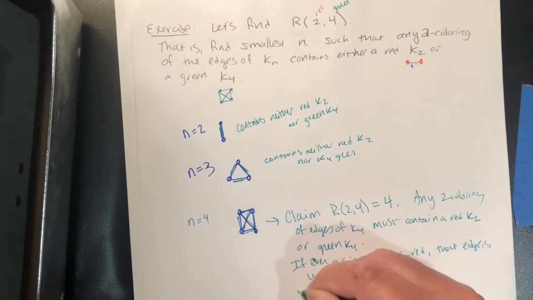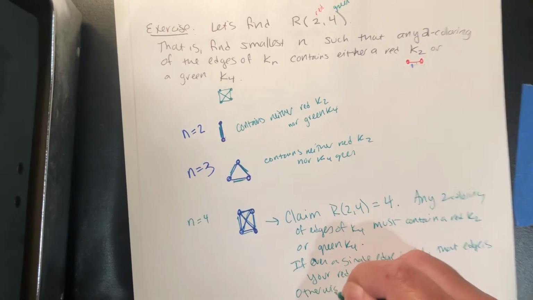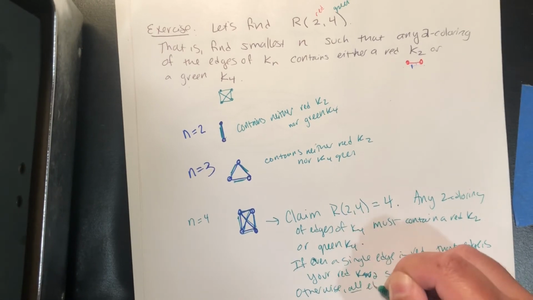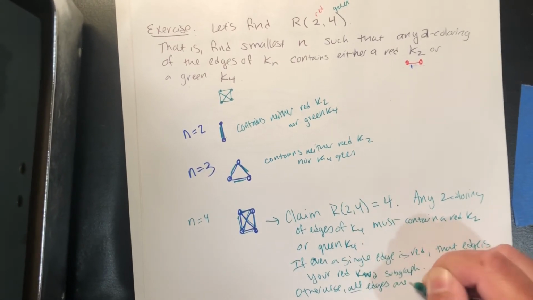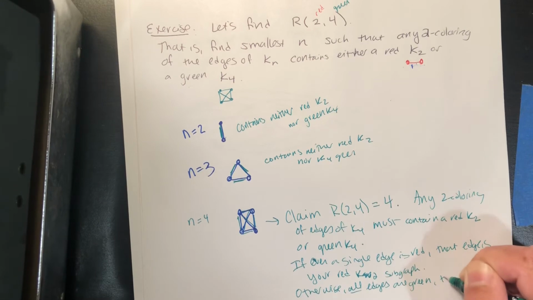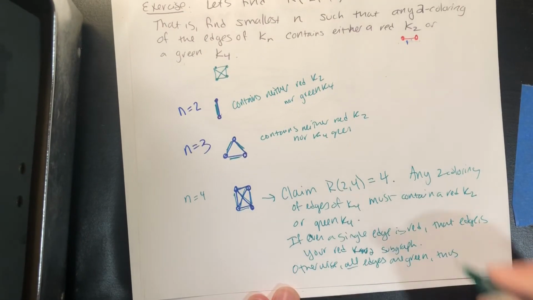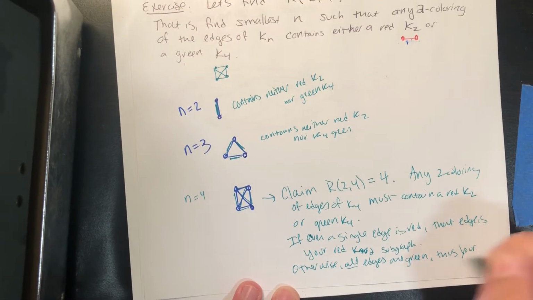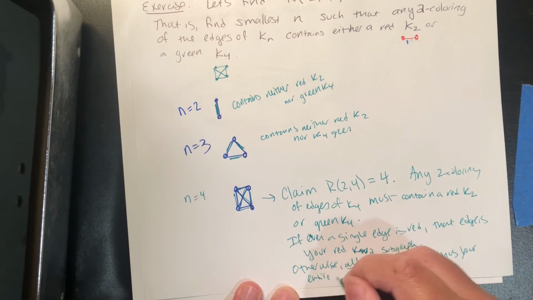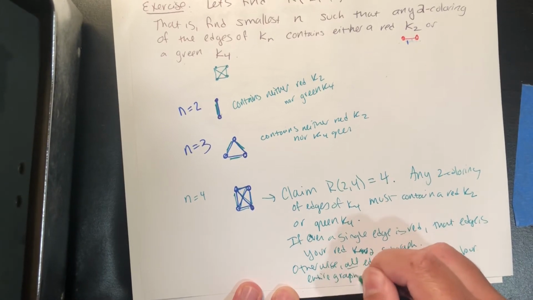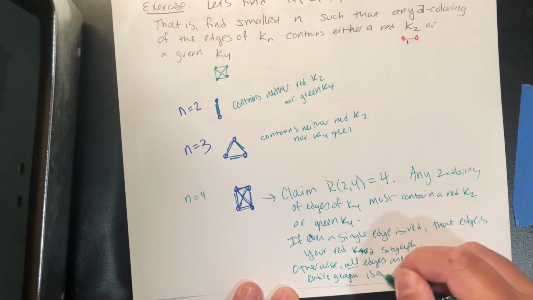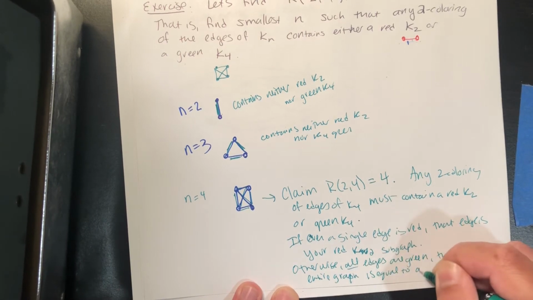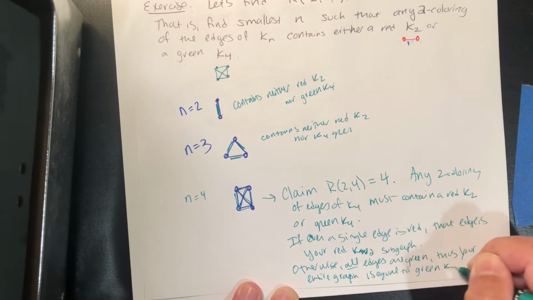And otherwise, if all edges are green, then your entire graph contains, and actually is equal to, a green K4 subgraph.